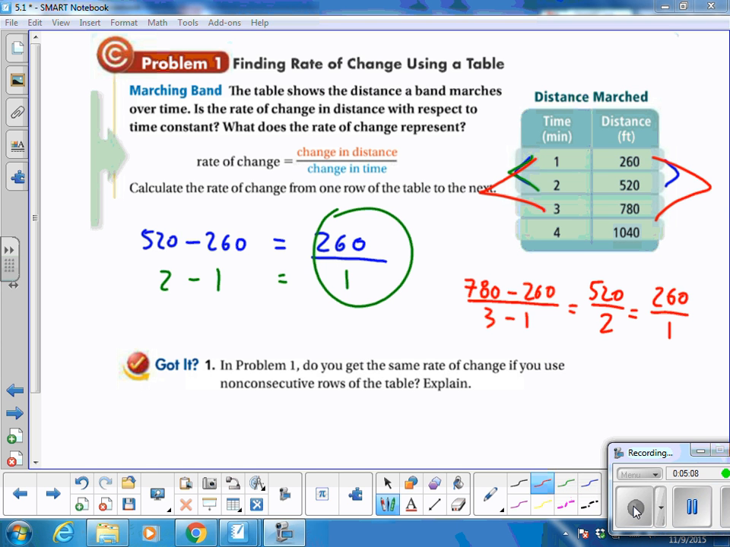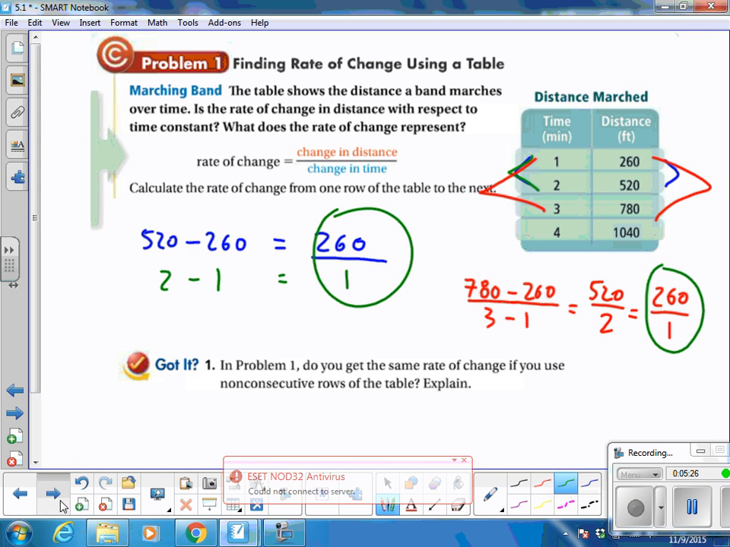When I jumped in time and also jumped in distance, it looks like my rate of change still shows itself here. That shows us that we don't have to do a sequence from 1 to 2, or 2 to 3, or 3 to 4. We can jump them, and if it indeed is linear, the rate of change will show itself.